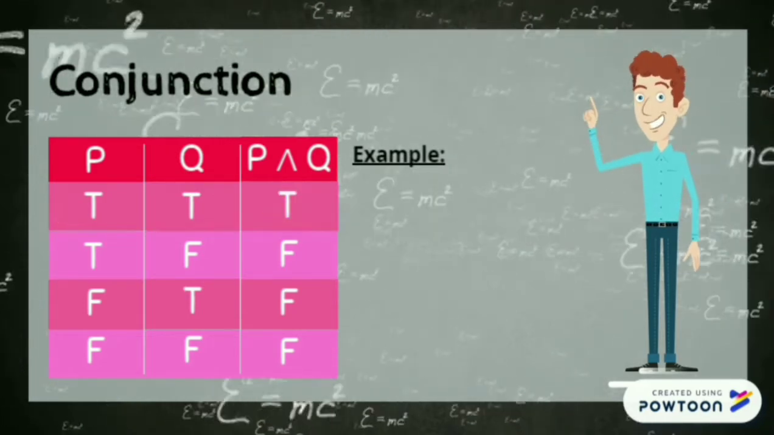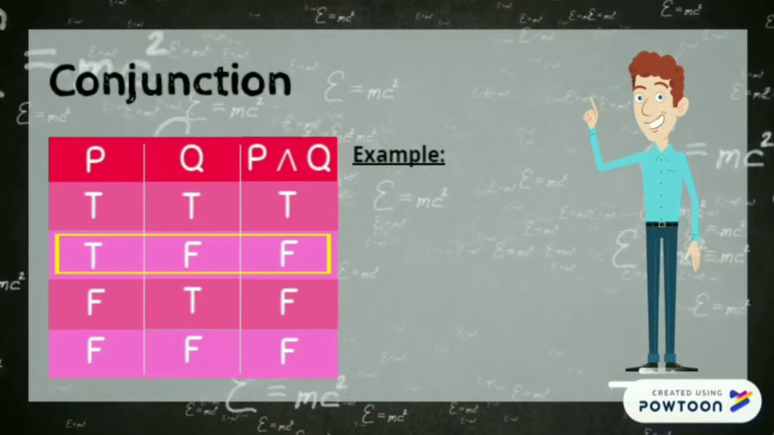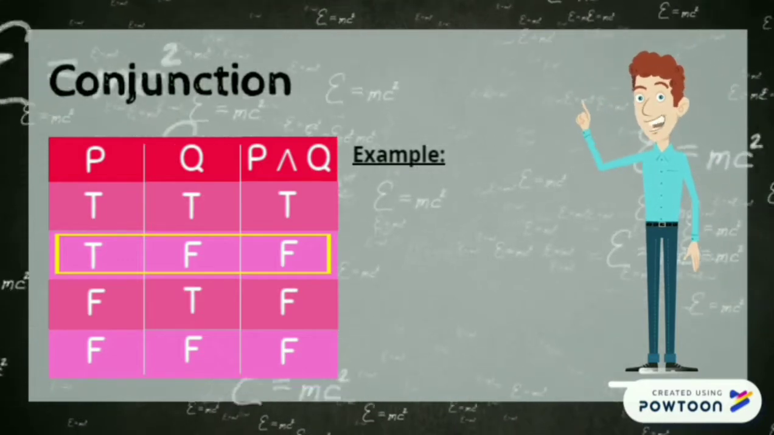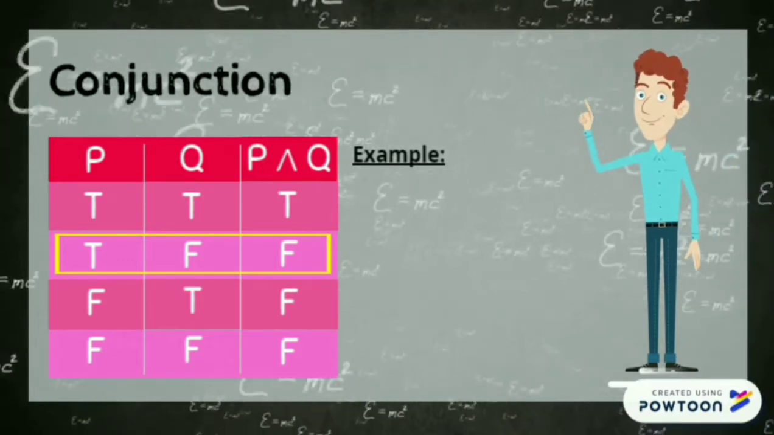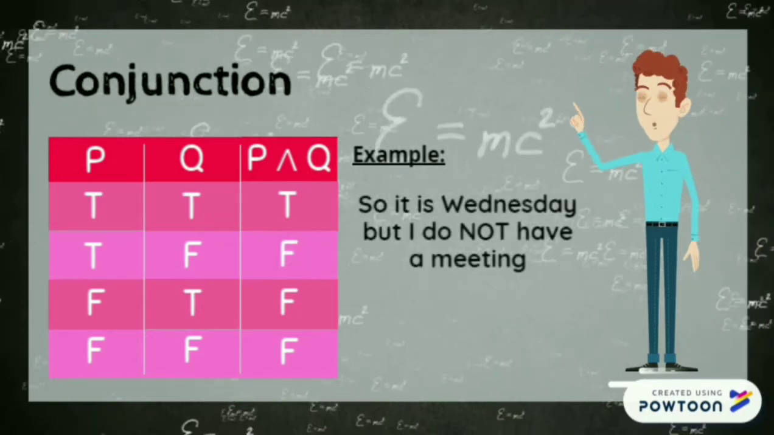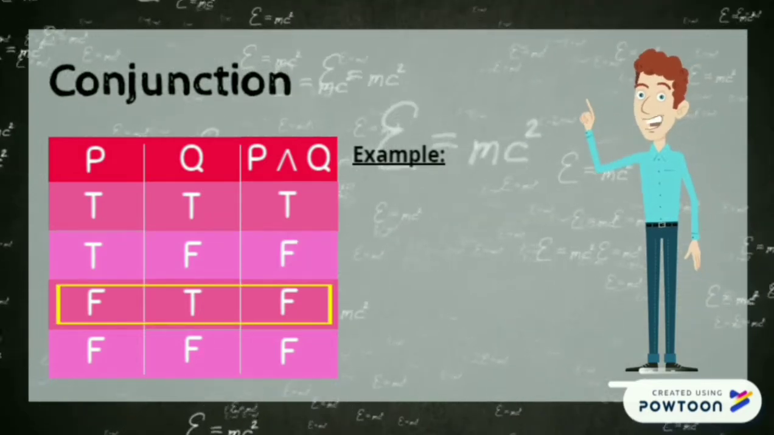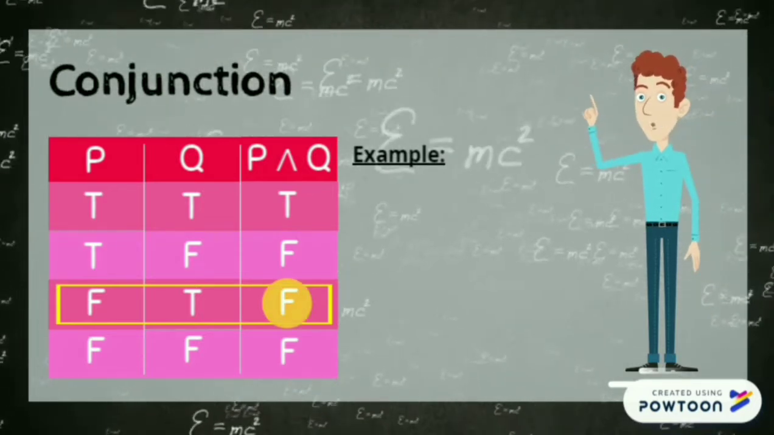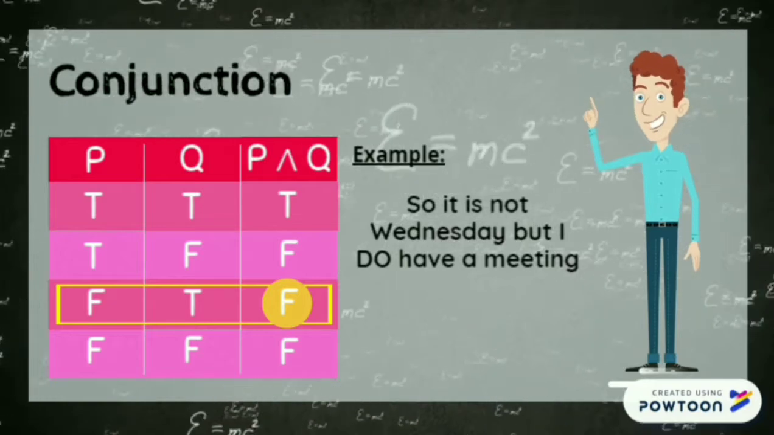2. P is true, and Q is false. Now we do not have 2 true statements, so the outcome of P and Q is going to be false. So it is Wednesday but I do not have a meeting. 3. P is false and Q is true. In the reverse situation we still get a false outcome to P and Q. So it is not Wednesday but I do have a meeting.